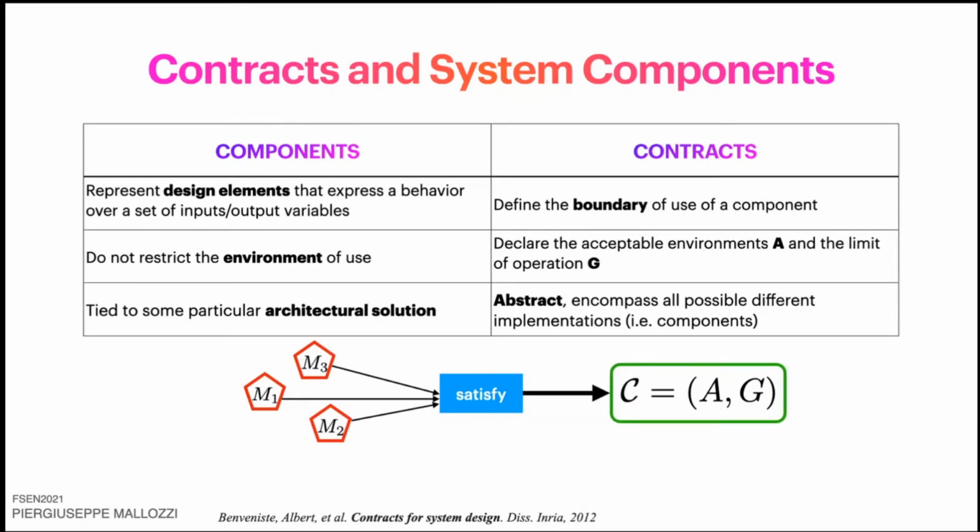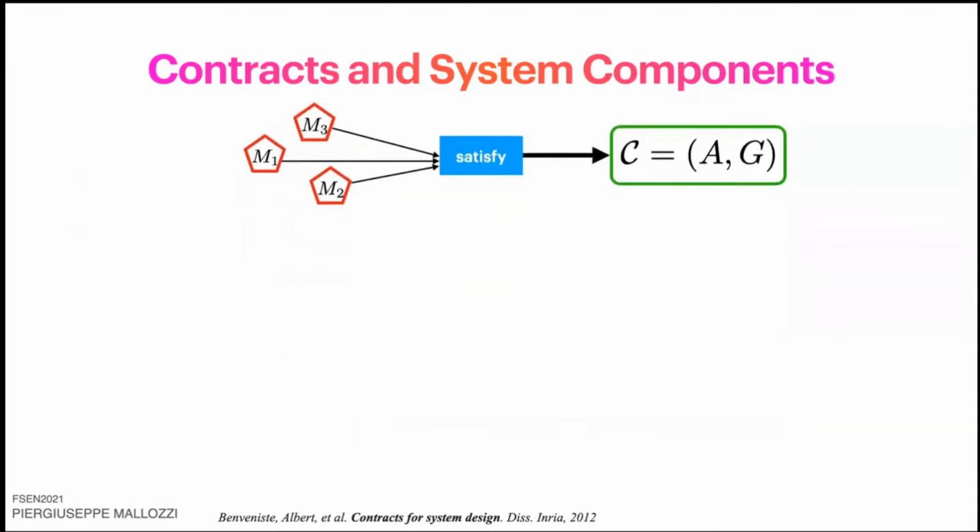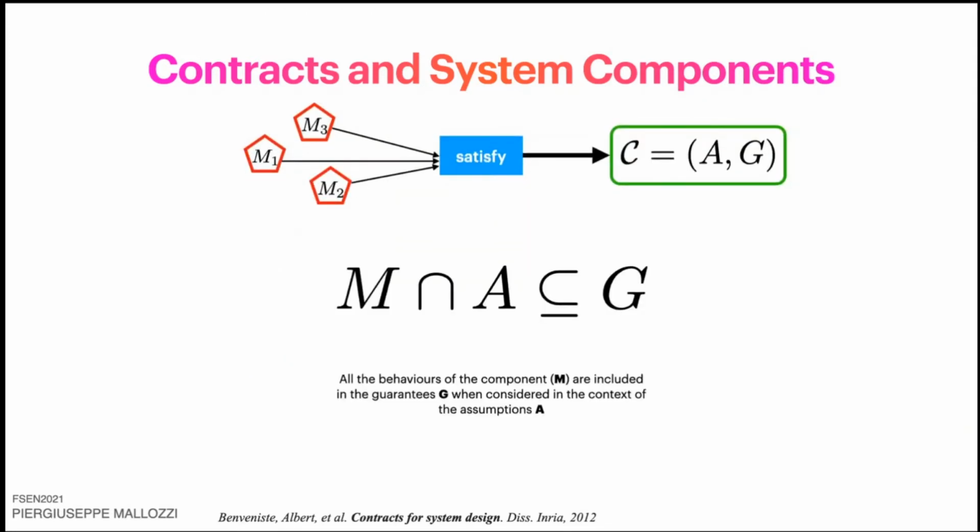Well, we can say that a component, which in this case is represented by the letter M, is also a set of behaviors. Behaviors can be anything, but we can think of a behavior as a sequence of infinite states of a system, so an assignment to the system variables. So this component implementation satisfies the contract, where the component and the contract are defined over the same variables, and all the behaviors of M are included in the guarantees of the contract when considered under the assumptions.